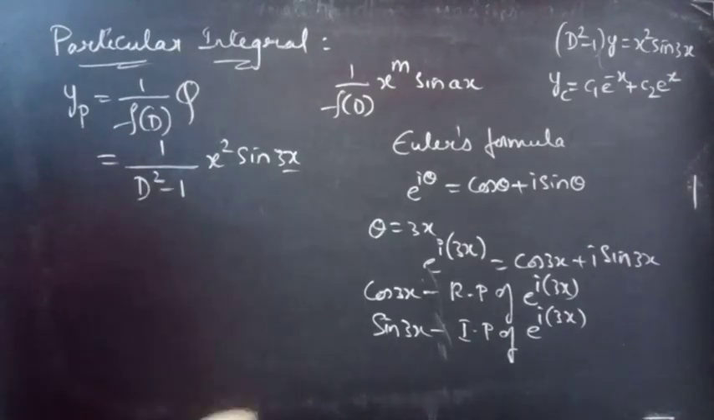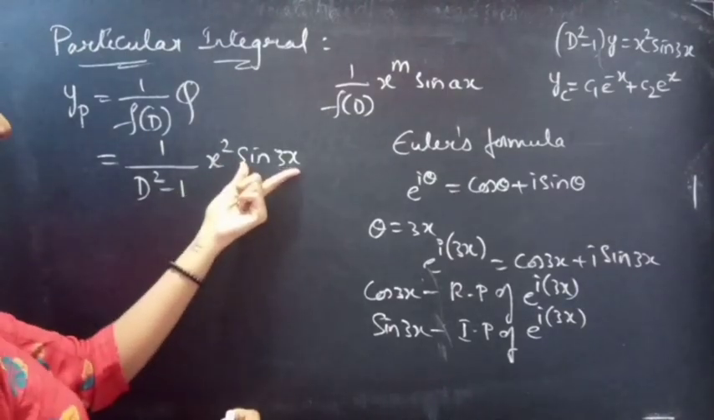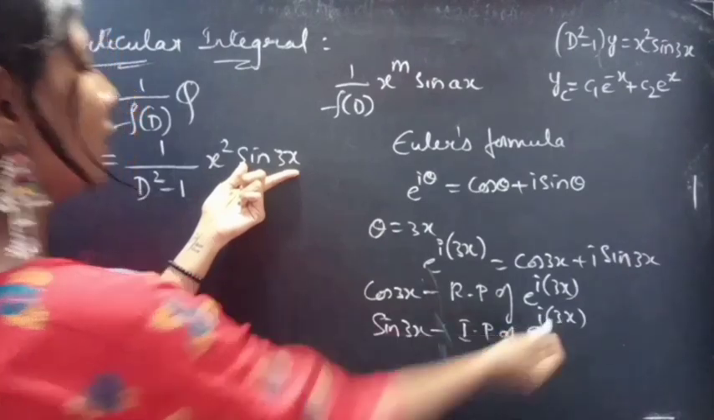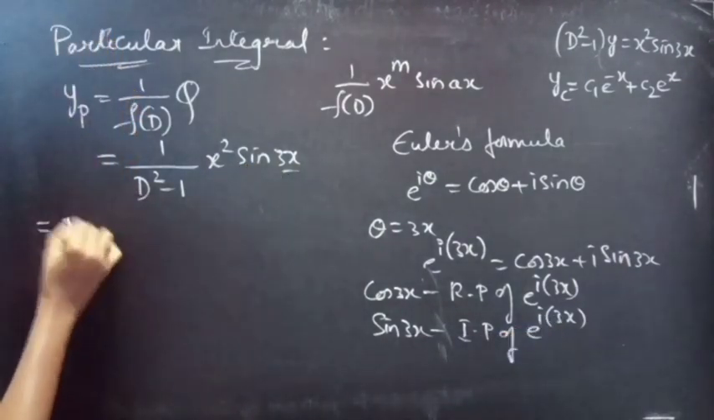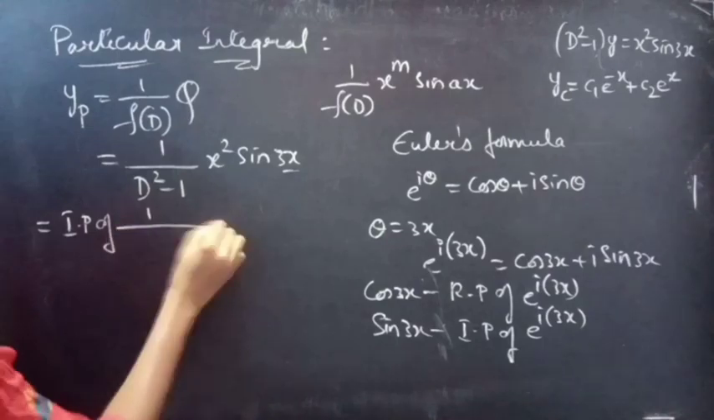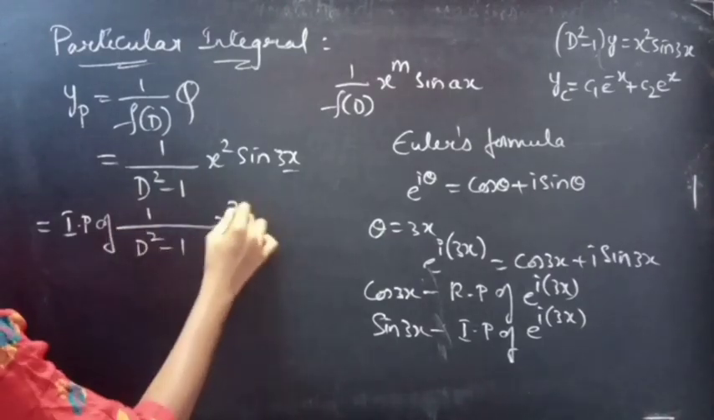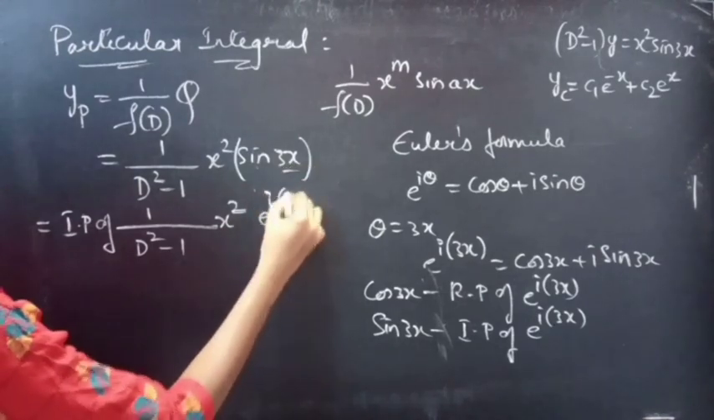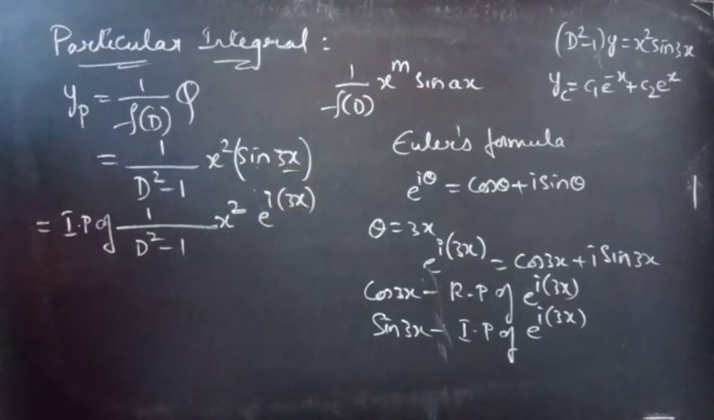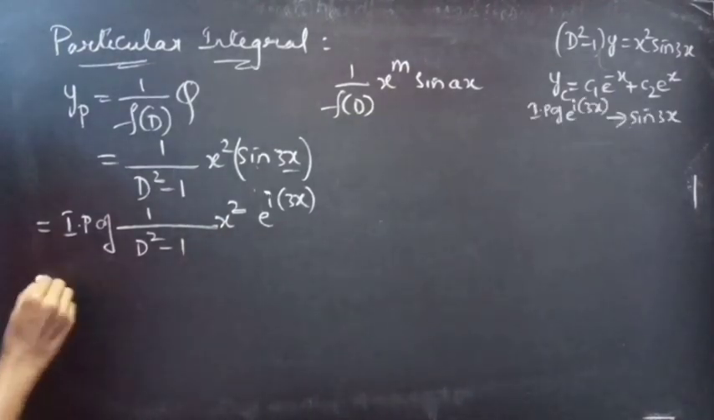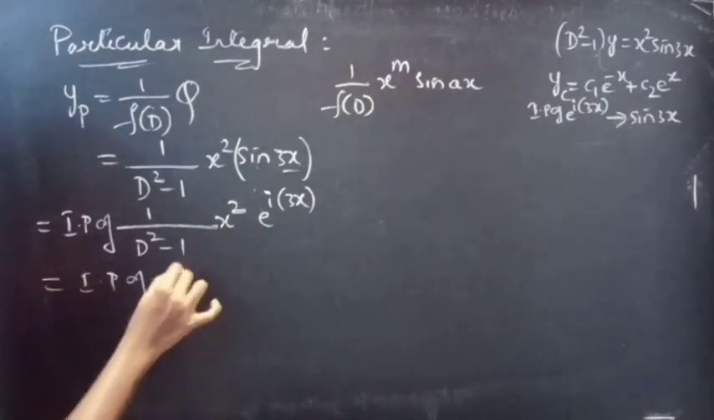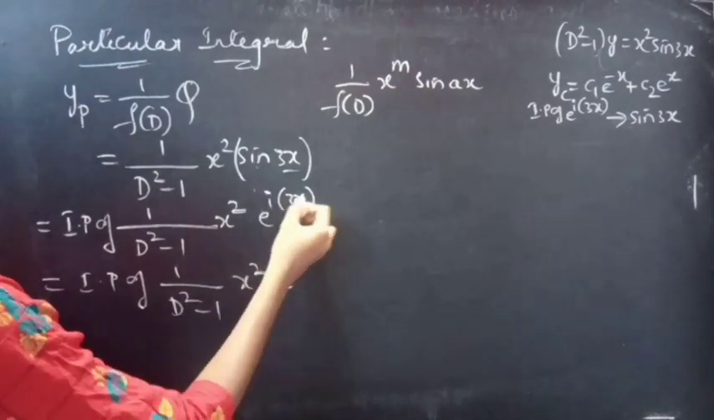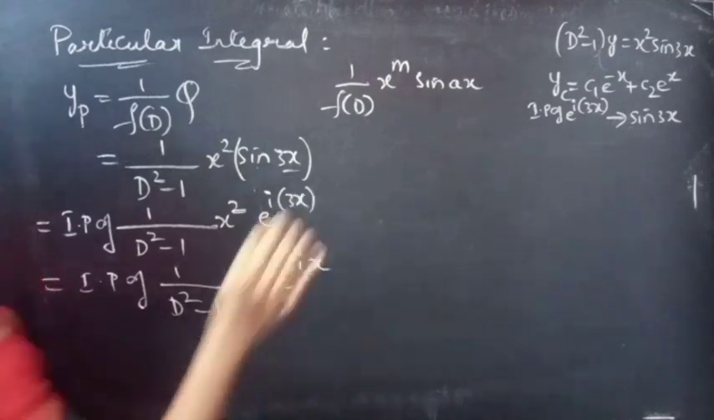So, we can write yp as, here we are having sin 3x, right? So, we can write it as the imaginary part of e power i 3x, right? I'll write it as imaginary part of 1 by D square minus 1 x square into, we'll just replace sin 3x by e power i 3x. This equals the imaginary part of 1 by D square minus 1 into x square into e power, I can write i 3x as 3ix for my convenience.